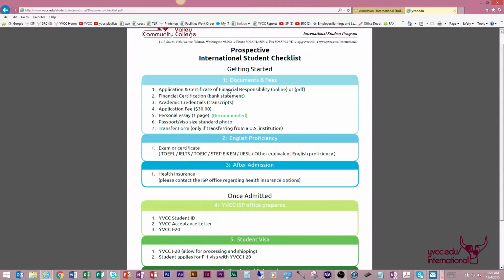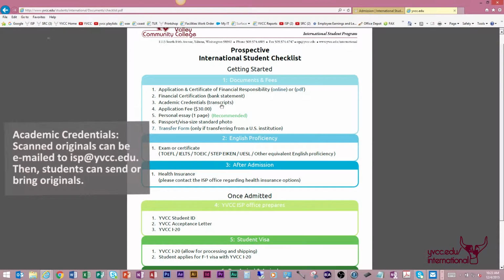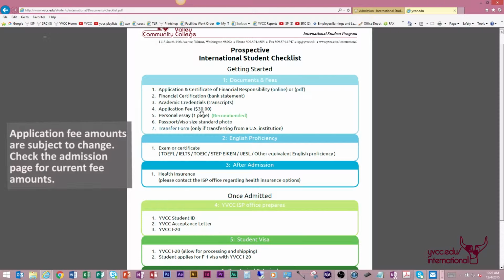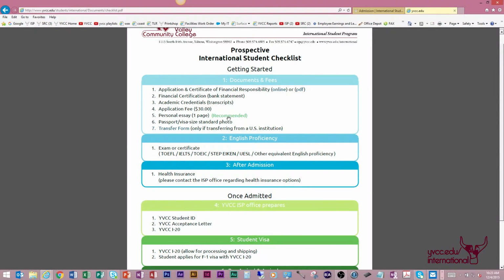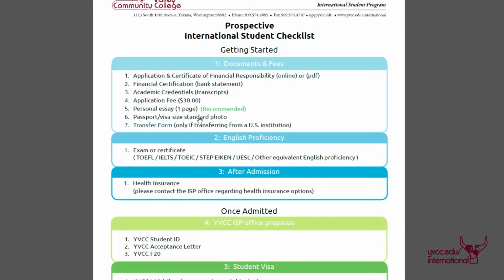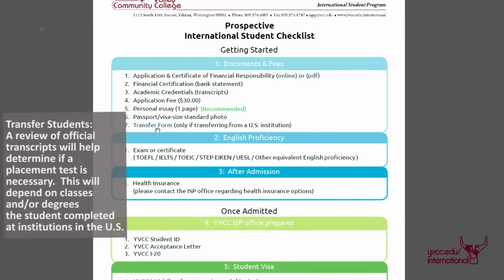there's an application and certificate of financial responsibility, a financial certification, which is a bank statement to back up any documents for financial, academic credentials for transcripts. This is from prior schools. A $30 application fee, personal essay. This is recommended. This helps the school know what your goals are. Visa size, a passport, visa size standard photo, a transfer form. This is for students that are transferring from a school within the United States.